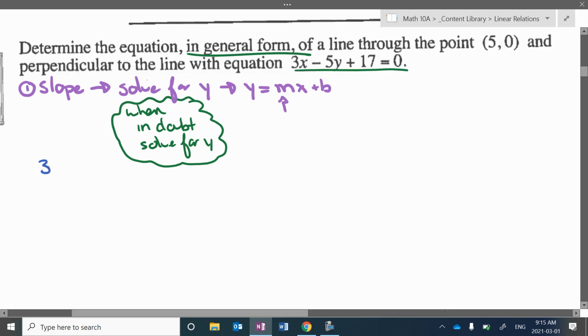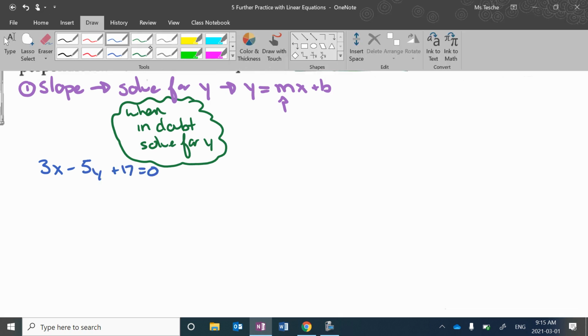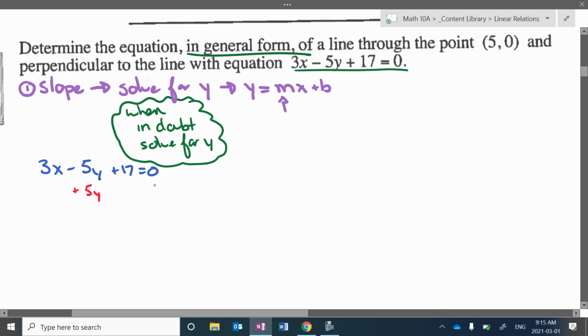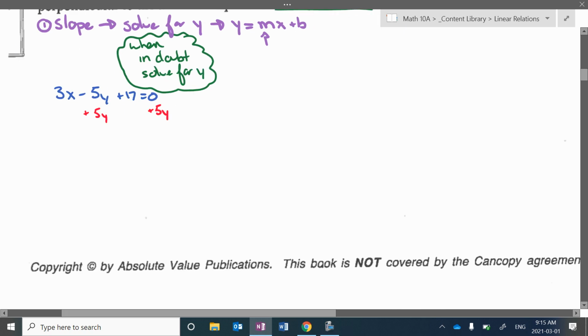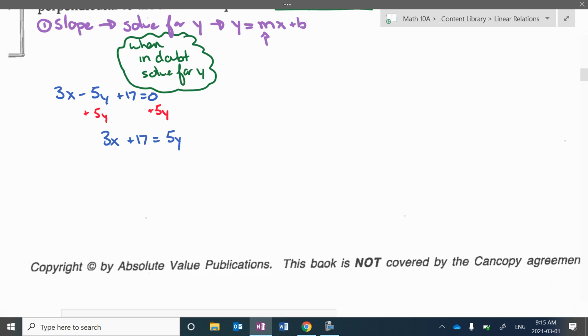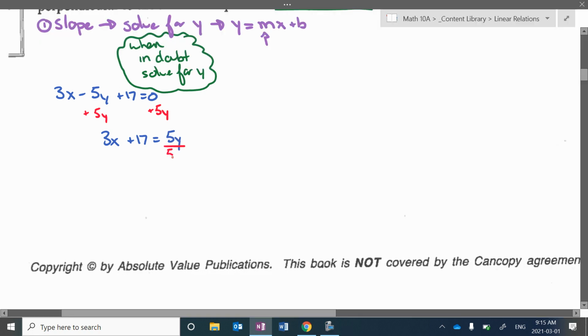Okay, so if we have 3x minus 5y plus 17 equals 0, I'm going to add 5y to both sides just to make y positive right off the bat. So then I get 3x plus 17 equals 5y. Divide every single thing by that 5. So now I can see I have 3/5 x plus 17 over 5. So the slope of this current line is 3/5.